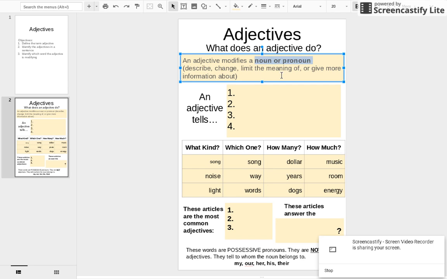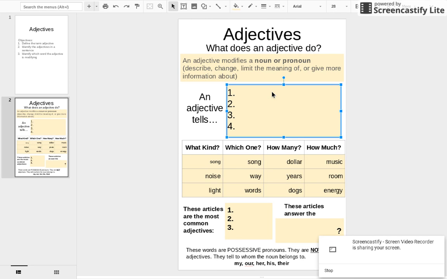Okay, so to modify a noun means you're describing the noun, you're changing the noun in some way, limiting the meaning of that noun, or giving more information about that noun or pronoun. When we're in elementary school, we learn that an adjective is a description word, a word that describes another word. And that's true, but an adjective is so much more. An adjective can do 4 things in a sentence. The first thing that it can do is tell us what kind of noun we have.